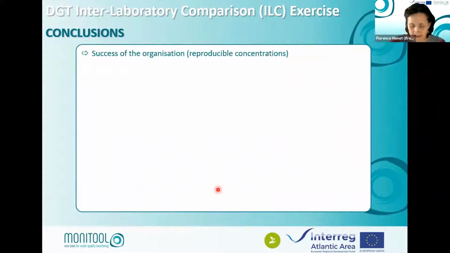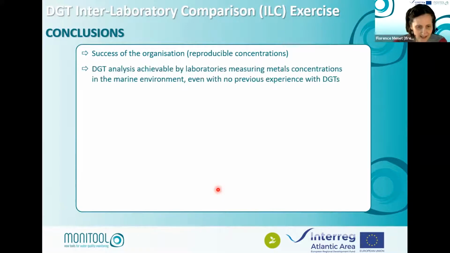So if we go to the conclusions, what this exercise showed us is that it was quite a success for the organization, since we had quite reproducible concentrations for all the metals analyzed presented here. That DGT analysis is achievable by laboratories measuring metal concentrations in the marine environment, even with no previous experience with DGTs.